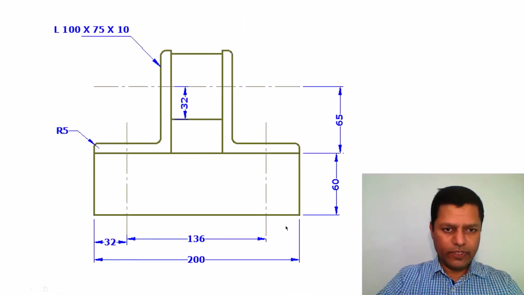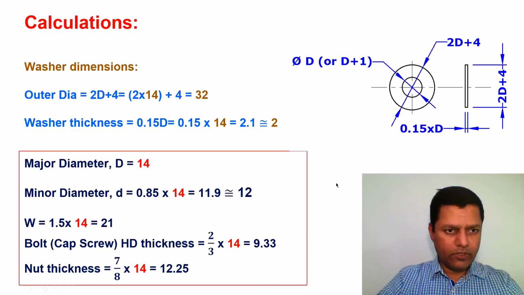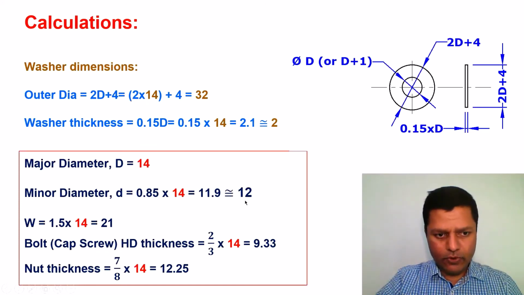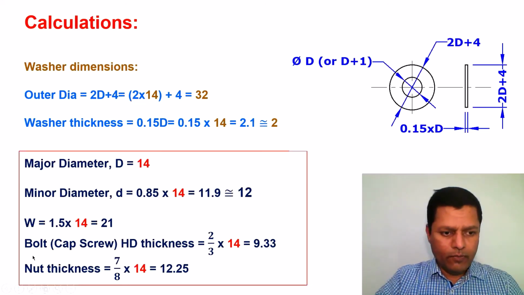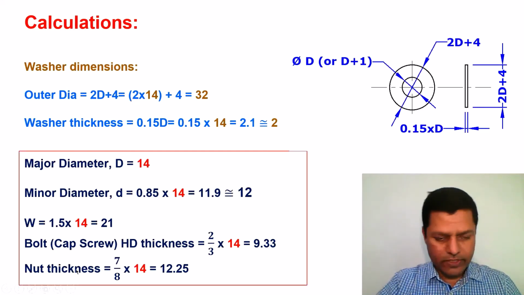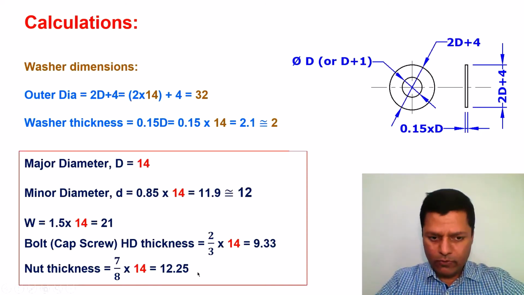So the first step is to redraw this shape according to these dimensions, and then we need to do the calculations before we draw the threaded fasteners. We take major diameter D equal to 14. Based on the major diameter, the minor diameter will be 12.85 into D. W, the size of the hexagon, will be 1.5 times D, which is 21 millimeters. Here we are drawing the cap screw, not the bolt, but it is the same thing. The cap screw head thickness will be 2/3 D, which is 9.33, and the nut thickness we need for the horizontal fasteners, the stud with nut, is 7/8 D, which is 12.25.